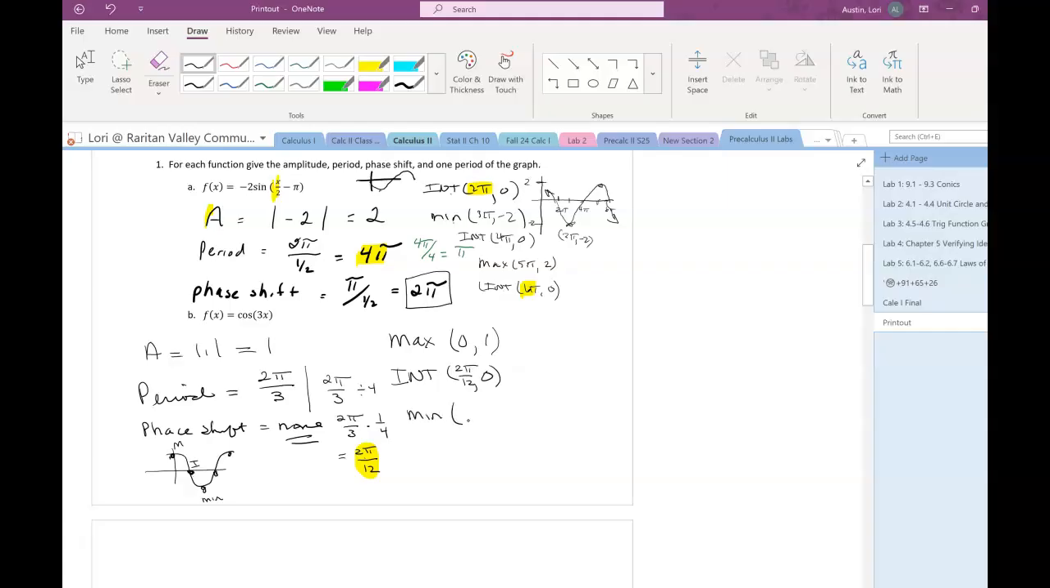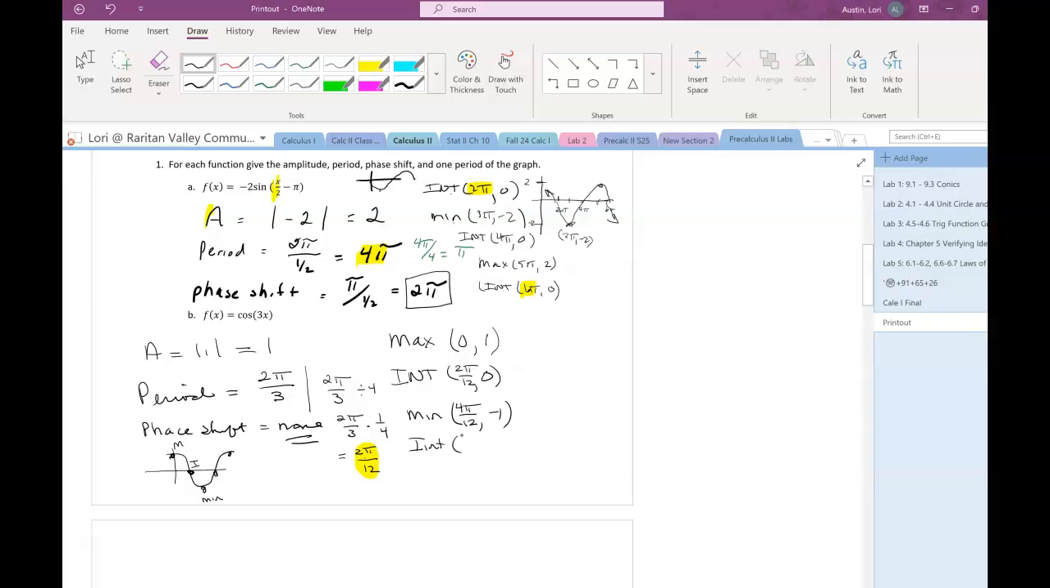I'm going to add another 2 pi over 12. So again, I'm keeping them not reduced right now. It just makes it a lot easier to do the additions. So another 2 pi over 12 is 4 pi over 12. And that's going to be a minimum, that's at -1. Next point's an intercept.